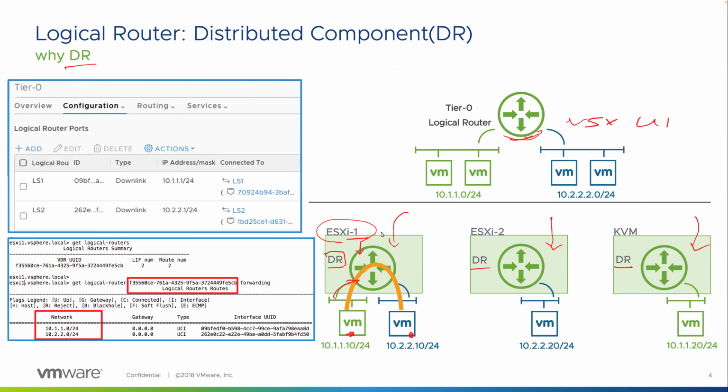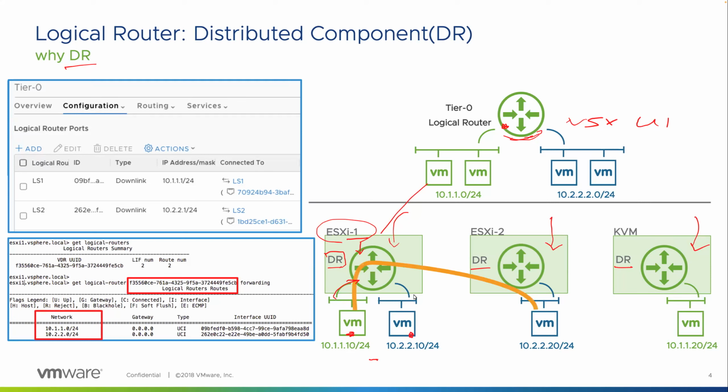There's no chance for it to go out to this logical router. It seems like there's a centralized node, but the traffic doesn't go out and come in again. So this is what the DR is for. It deals with local forwarding, right? I think you got what I mean.